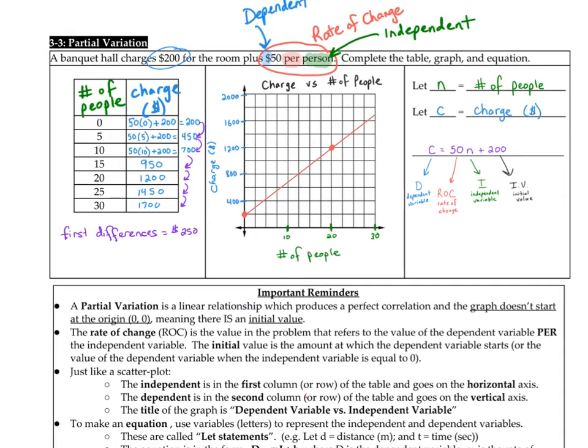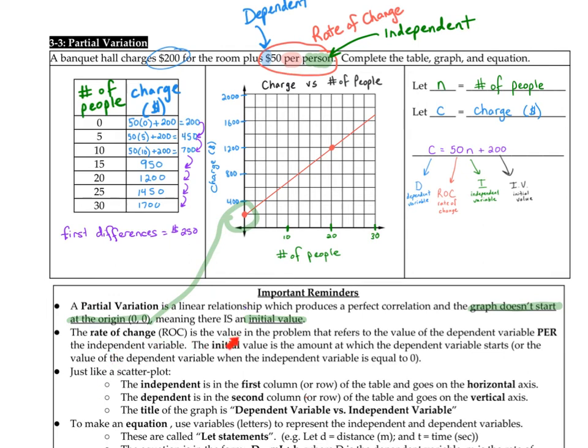So just a few things to go over. A partial variation is a linear relationship, just like direct variation, but it also produces a perfect correlation, which means the points go through all the lines. But the difference is the graph does not start at the origin. So the graph does not start at the origin, meaning there is an initial value. So you can see that right there.